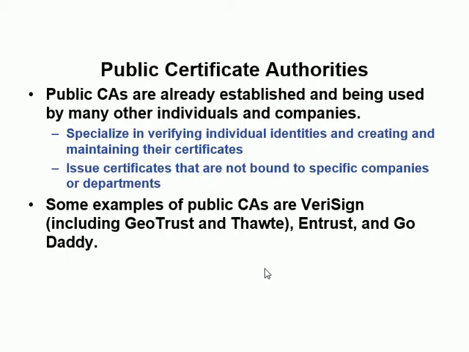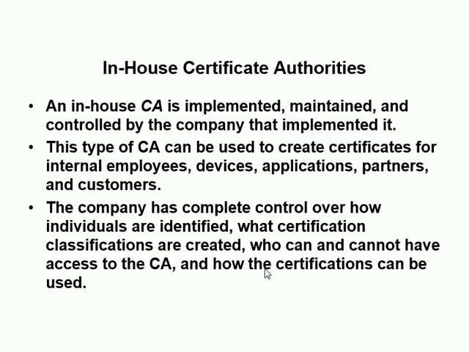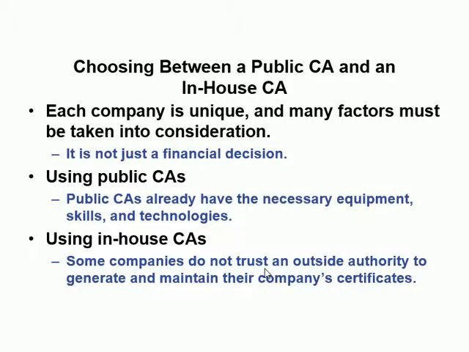I think everybody's heard of GoDaddy, and they are certainly a CA. You can also use in-house certificate authorities. An in-house certificate authority is implemented, maintained, and controlled by the company that's implementing it. So if you have Active Directory, you can use Active Directory as an in-house certificate authority. And it will implicitly trust those other certificate authorities that we talked about, like GoDaddy. But internally, we can use our own certificate authority.